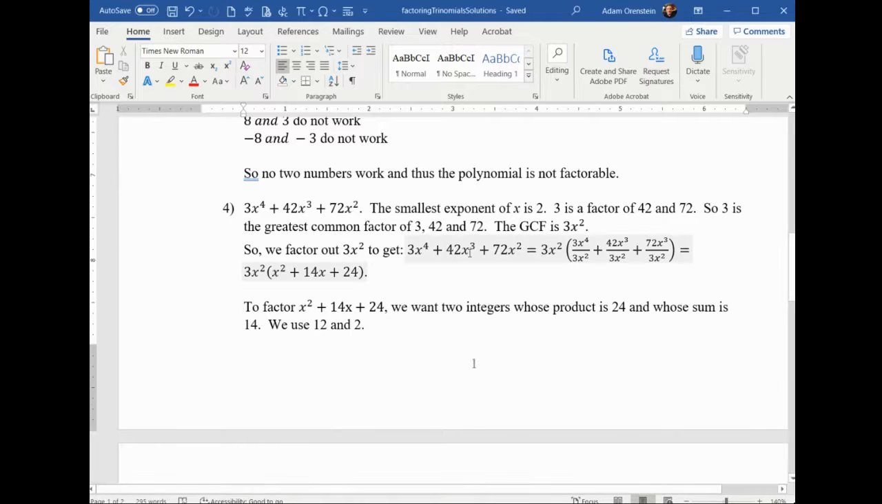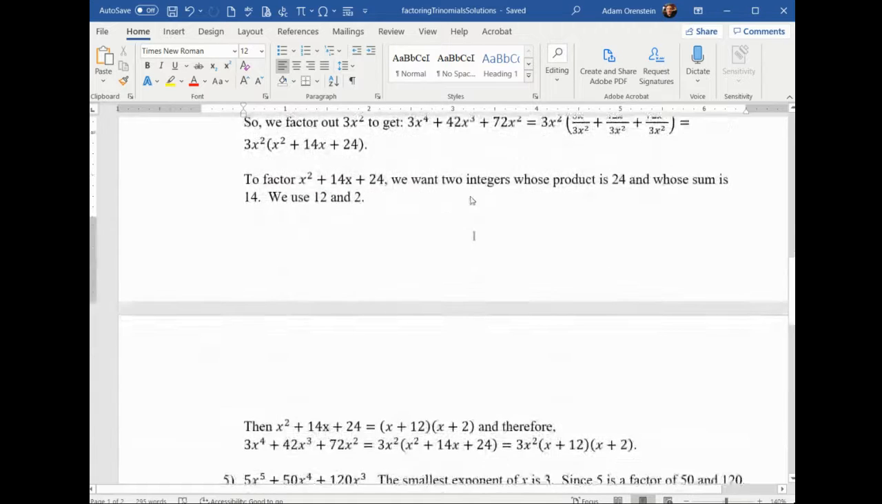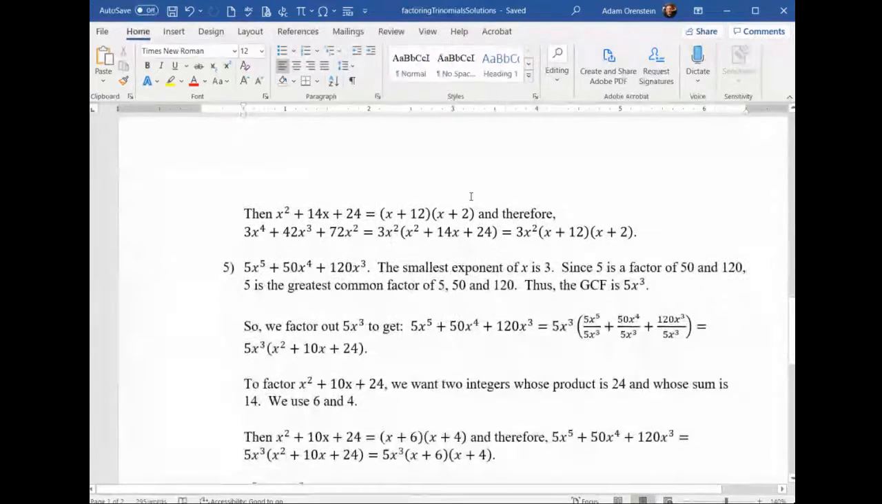I hope that makes sense. All right, 12 and 2. So now if we put them in, all together, this is the factorization. We have the GCF in front. We have x plus 12 times x plus 2. So that's the factorization of it.